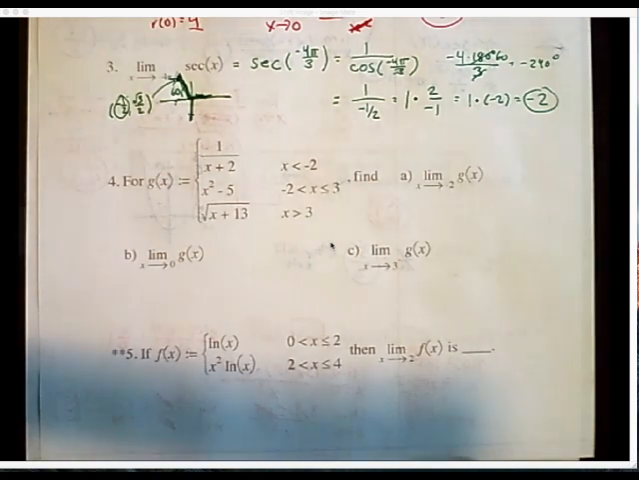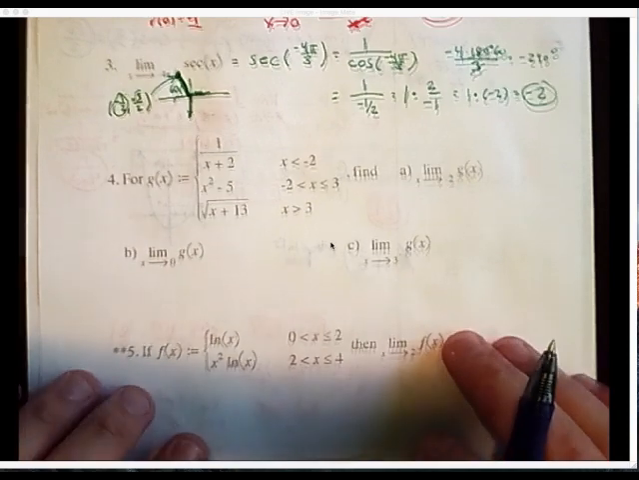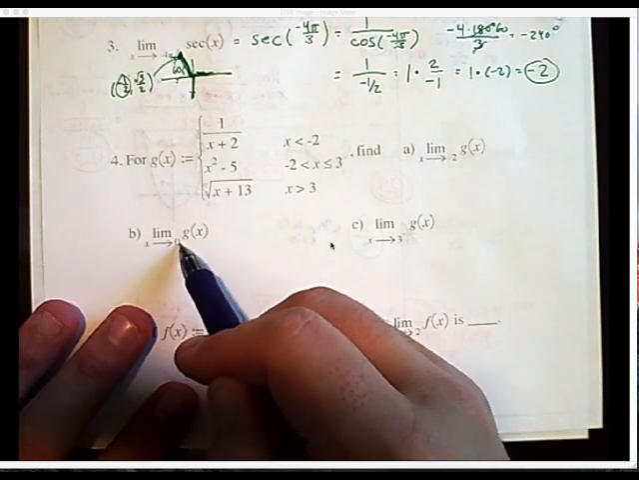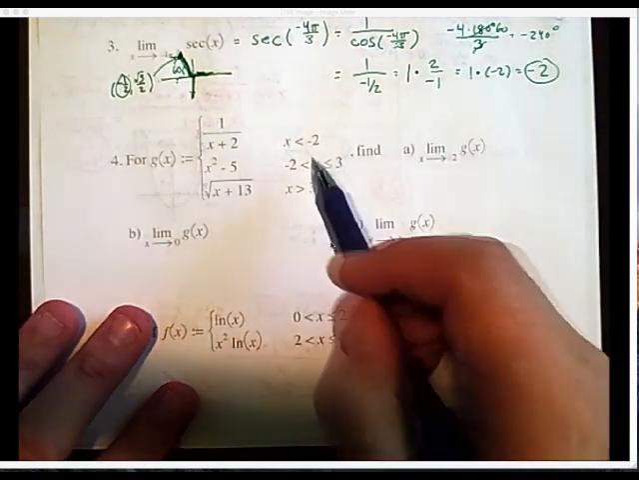Now the next two problems are a little bit harder. There's different ways to do it. So we have 3 pieces here. Let's actually start with part B. The limit as x approaches 0 of g of x. So look at your domains here.